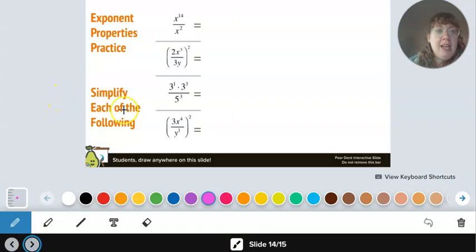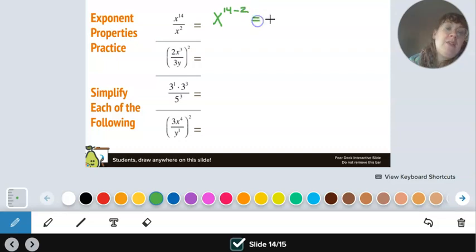Beautiful. Last slide for practice, slide 14. X to the 14th divided by x squared. They have the same base and they're being divided. So we're just going to subtract. 14 minus 2 gets us an x to the 12th.